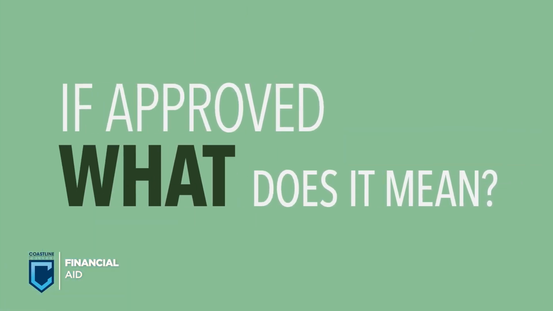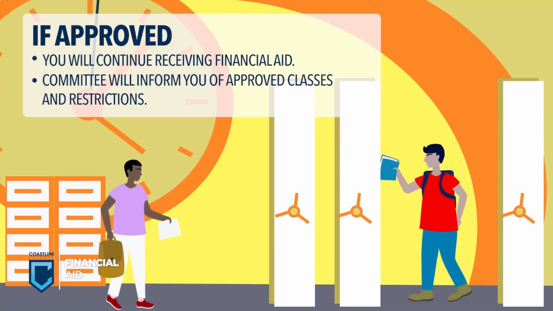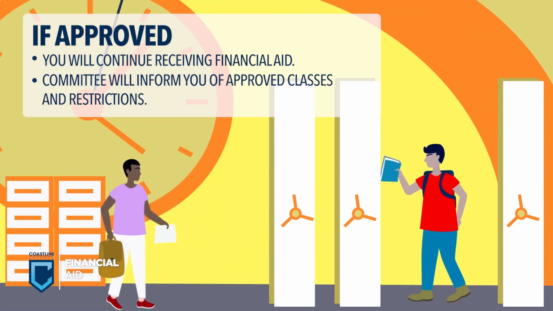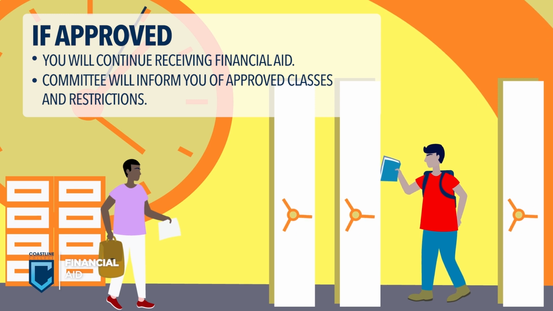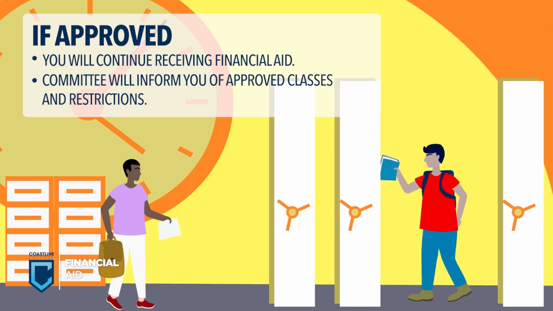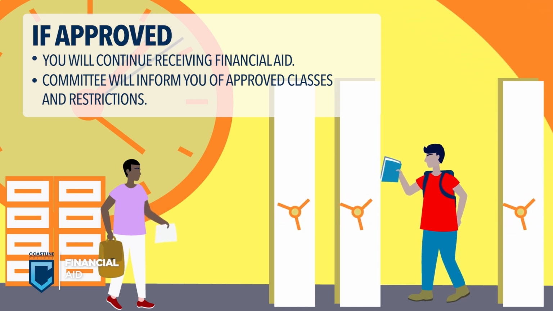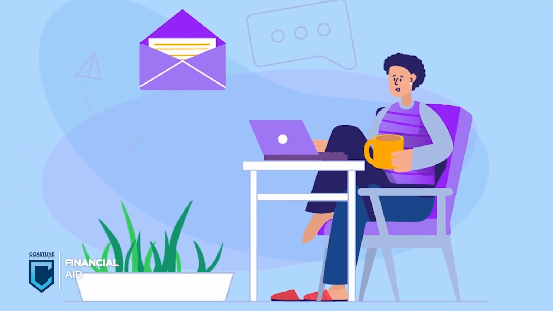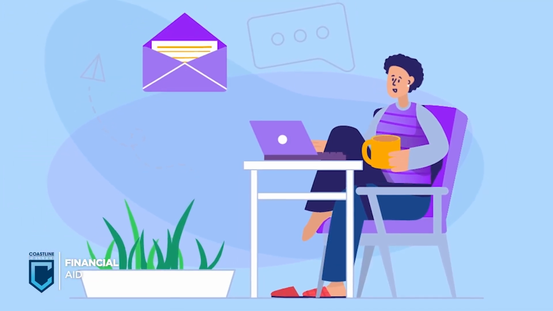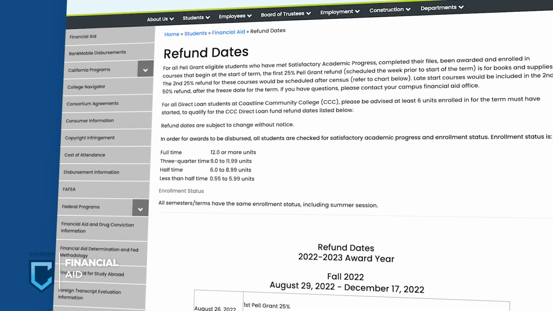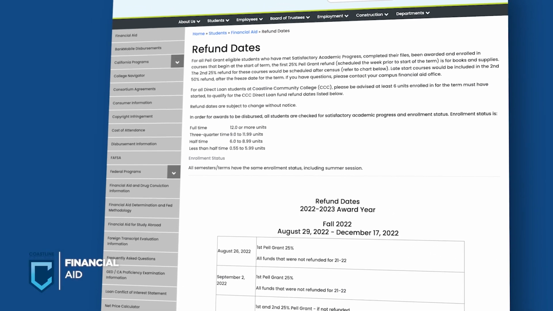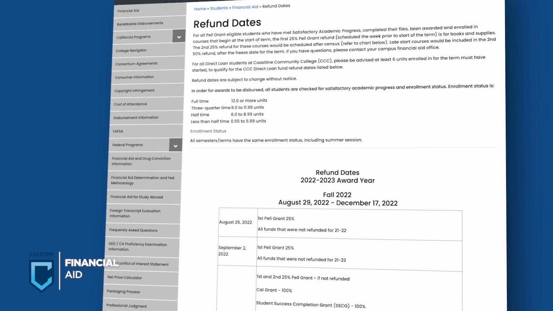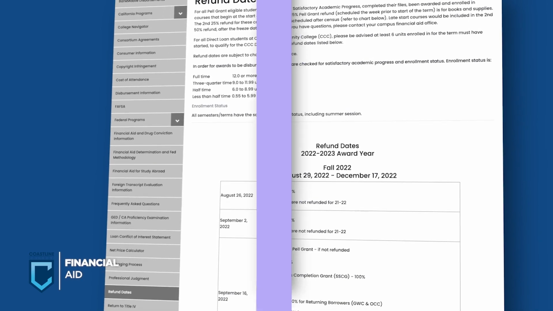If approved, what does that mean? Once your appeal is approved, you will continue receiving the financial aid you are eligible for. The committee will let you know if all current classes you are taking are approved, or if there are any restrictions on the approval that you need to follow. Please read and follow the instructions in the approval notification email. Check the tentative disbursement schedule posted on the financial aid website to see when the next disbursement is.